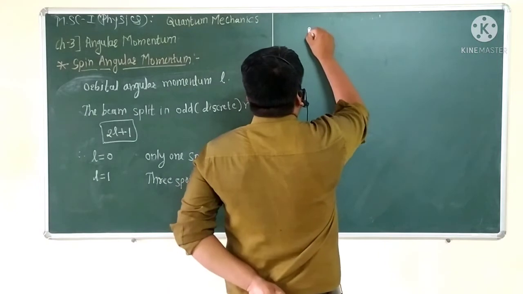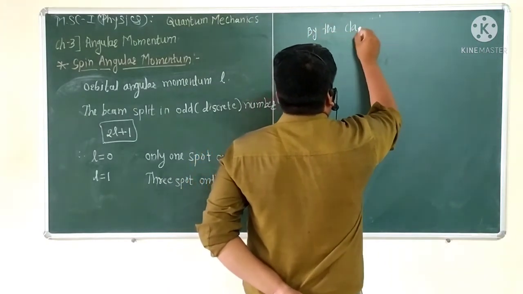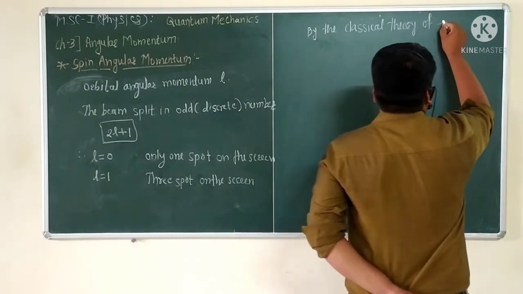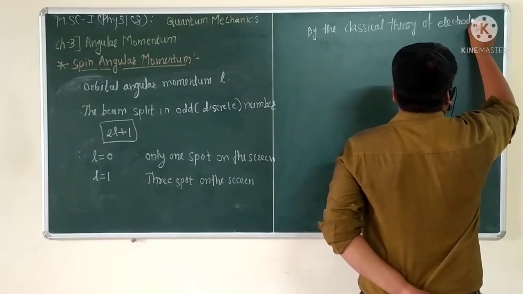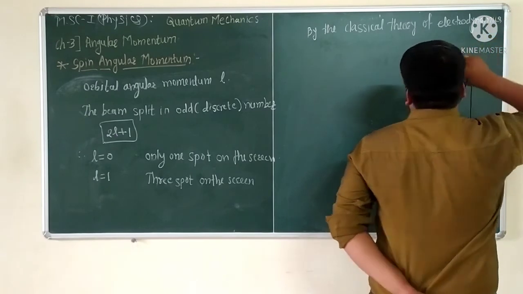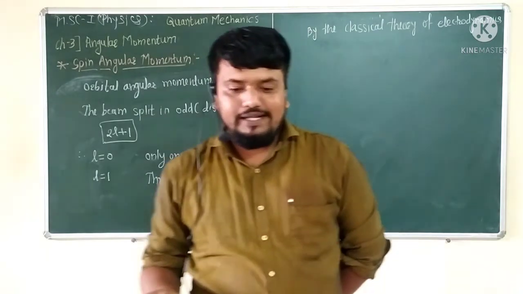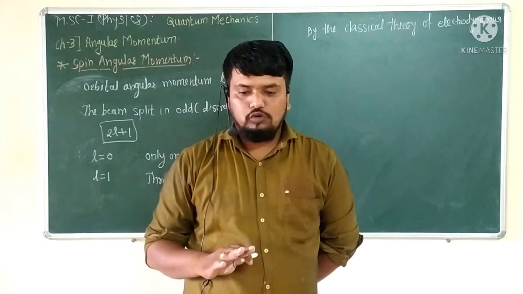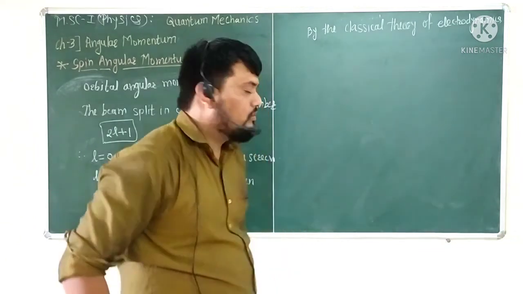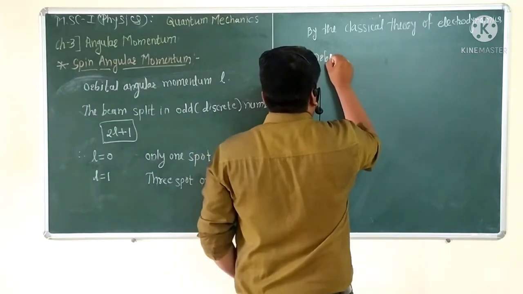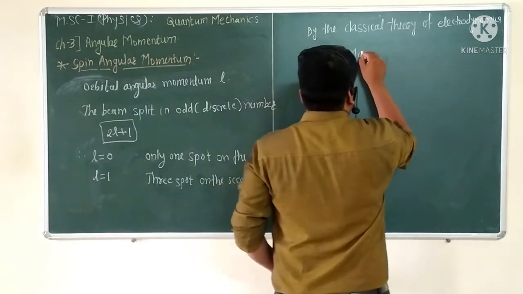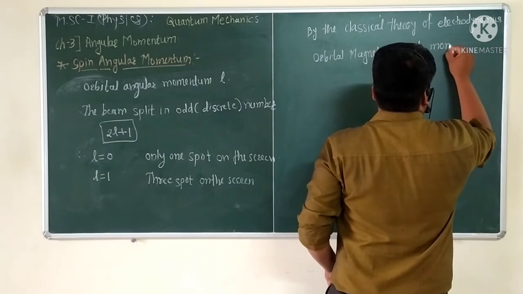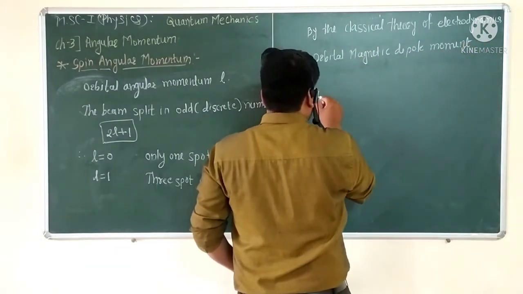Okay, so by the classical theory of electromagnetism or electrodynamics, if we consider the orbital angular momentum or orbital magnetic dipole moment, which is generated by the orbital motion, this is considered as the orbital magnetic dipole moment.